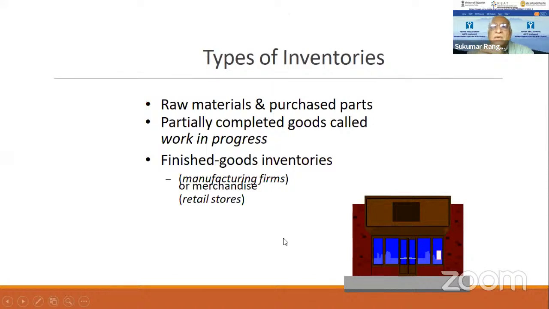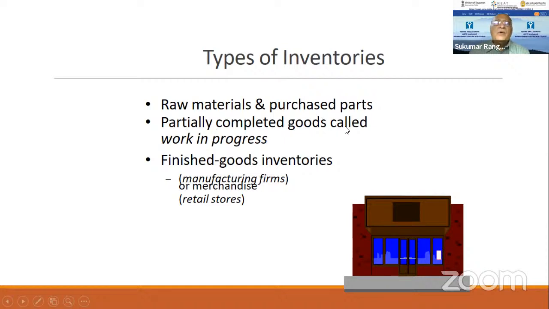Now, the moment you talk of inventories, there are three words which you need to understand, because it's an operations basics program. First is the raw materials. We call it RM. RM can be in the form of a material, or it can be a part or a component. You can also call it raw material or component, or raw material or purchased parts, as you can see here.